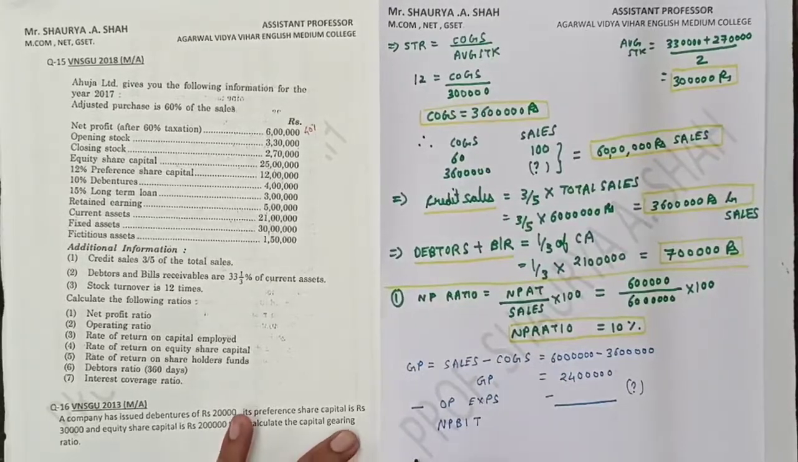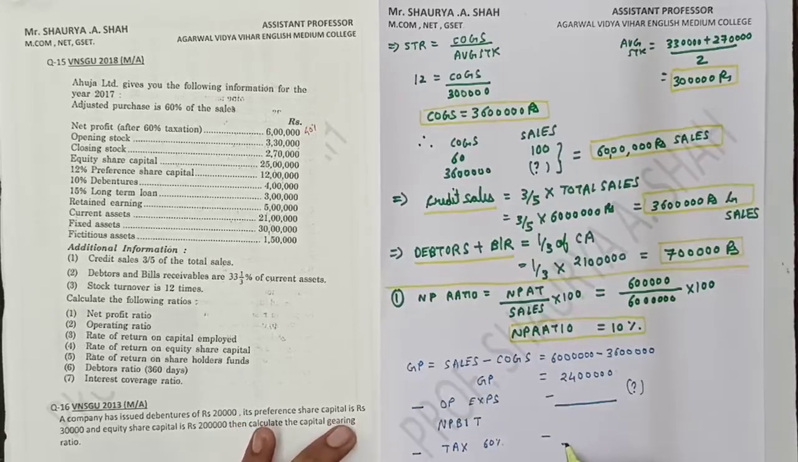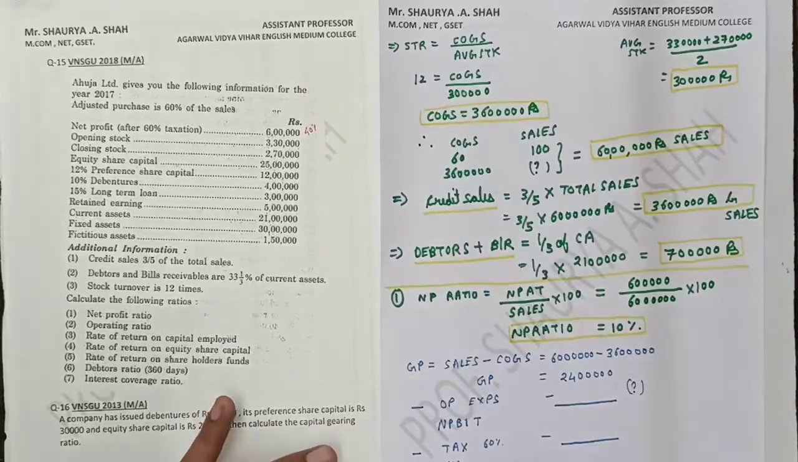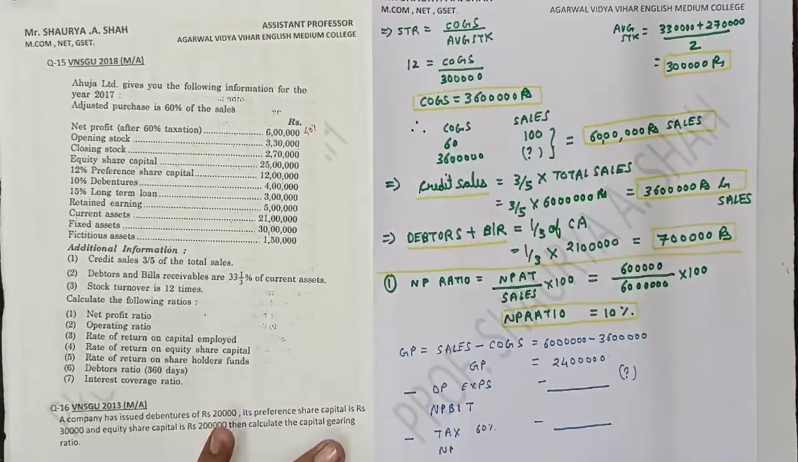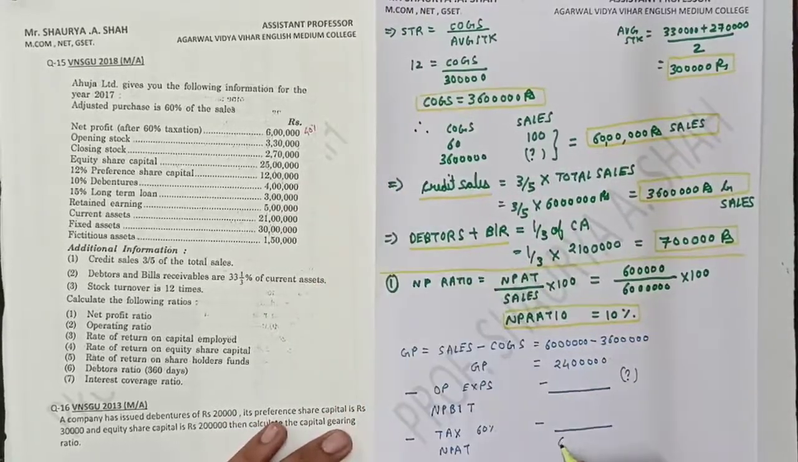Then we will deduct the tax amount, right? This is your net profit before tax. We will deduct the tax amount. Tax is 60%. That also we are not knowing. The final answer that we are knowing is your net profit after tax, right? So net profit after tax you are having, that is 6 lakh rupees.